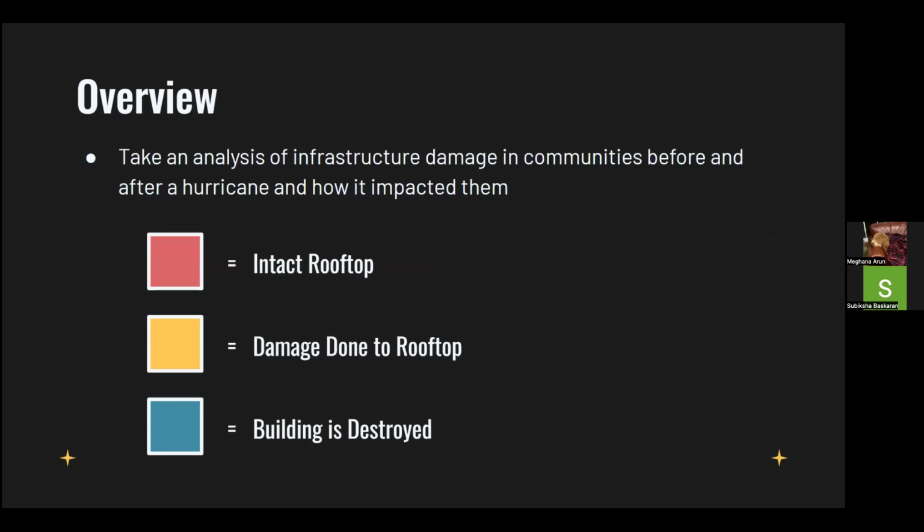For our final project, we decided to analyze infrastructure damage in communities before and after a hurricane to see how it impacted them. Our design includes buildings made from Legos with different colors that signify different levels of damage. The red indicates the original intact rooftops of buildings. The yellow signifies damage done to part of the roof, and the blue represents buildings which have been completely destroyed.